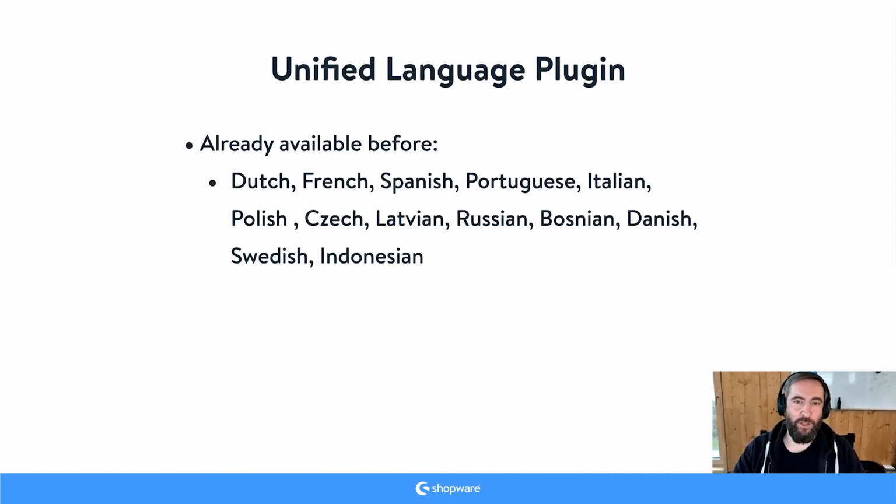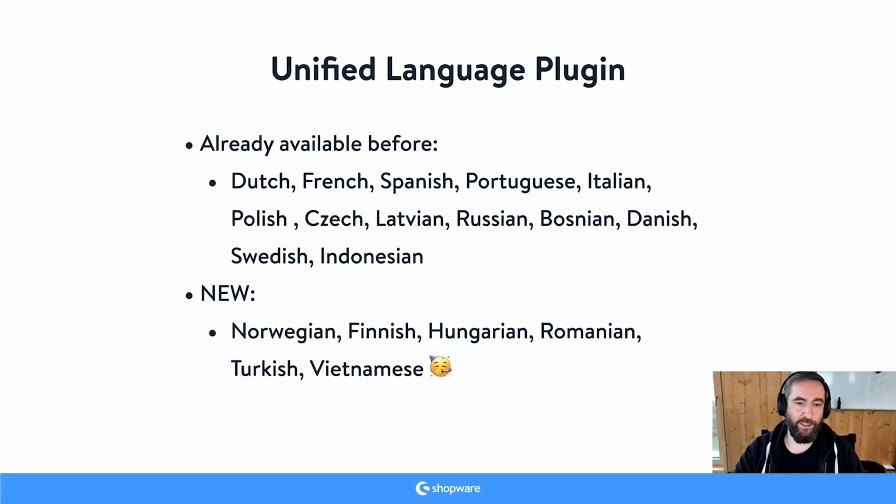And with the release of the Unified Language plugin, which will follow shortly, in a few days, I guess, we will also add 6 more new languages to our stack, and those will be Norwegian, Finnish, Hungarian, Romanian, Turkish, and Vietnamese. So Shopware will be available also in Vietnamese. So we added 6 more languages to our language stack, and there are also more to follow in the future, in the next months, I think. So stay tuned for an update on that.